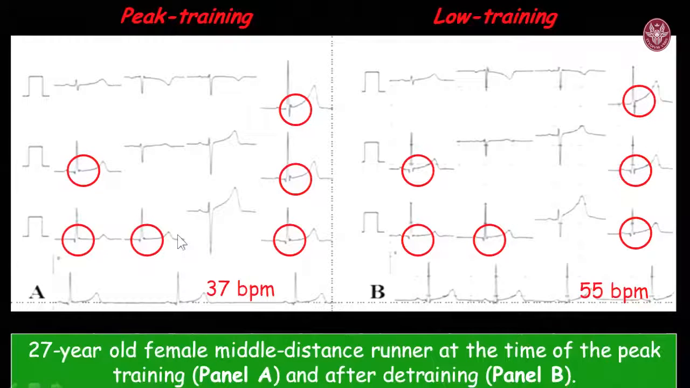This is a female runner that was examined here on the left panel at the peak training. At the peak training, she showed this J-wave here, clear, evident, and the slurring maybe here. Please consider that the heart rate was 37 beats per minute. On the other hand, we had the opportunity to examine her again at low training after a few months. Please consider the heart rate is still low, but much increased in comparison to the peak training, which is a clear expression of low training. And please have a look here, there is no evidence of J-wave.